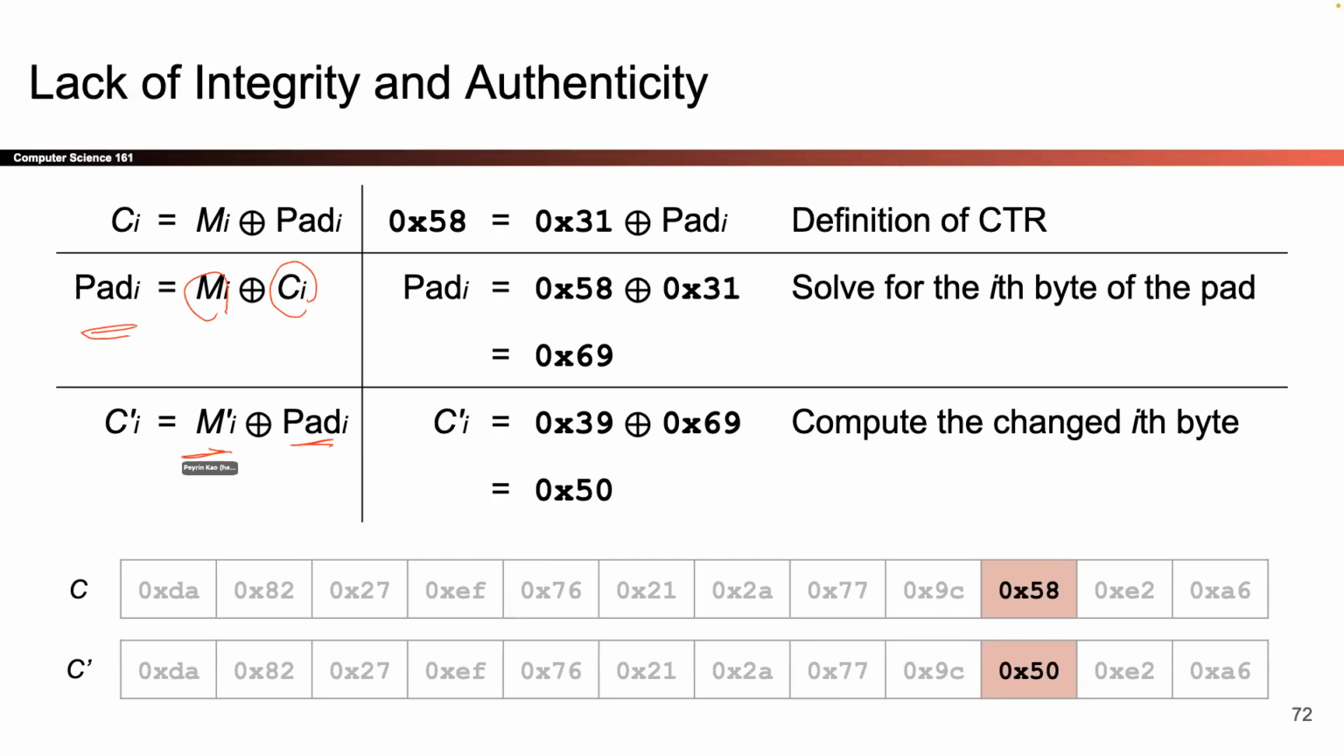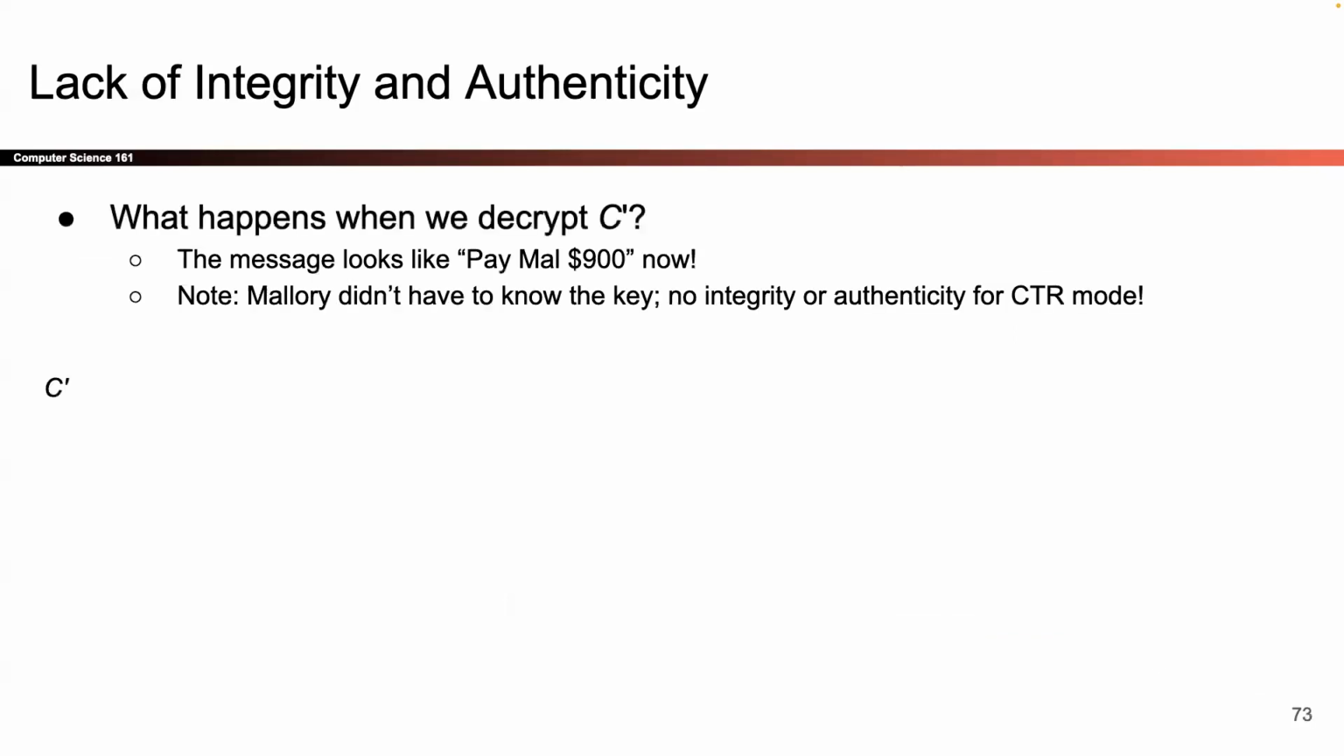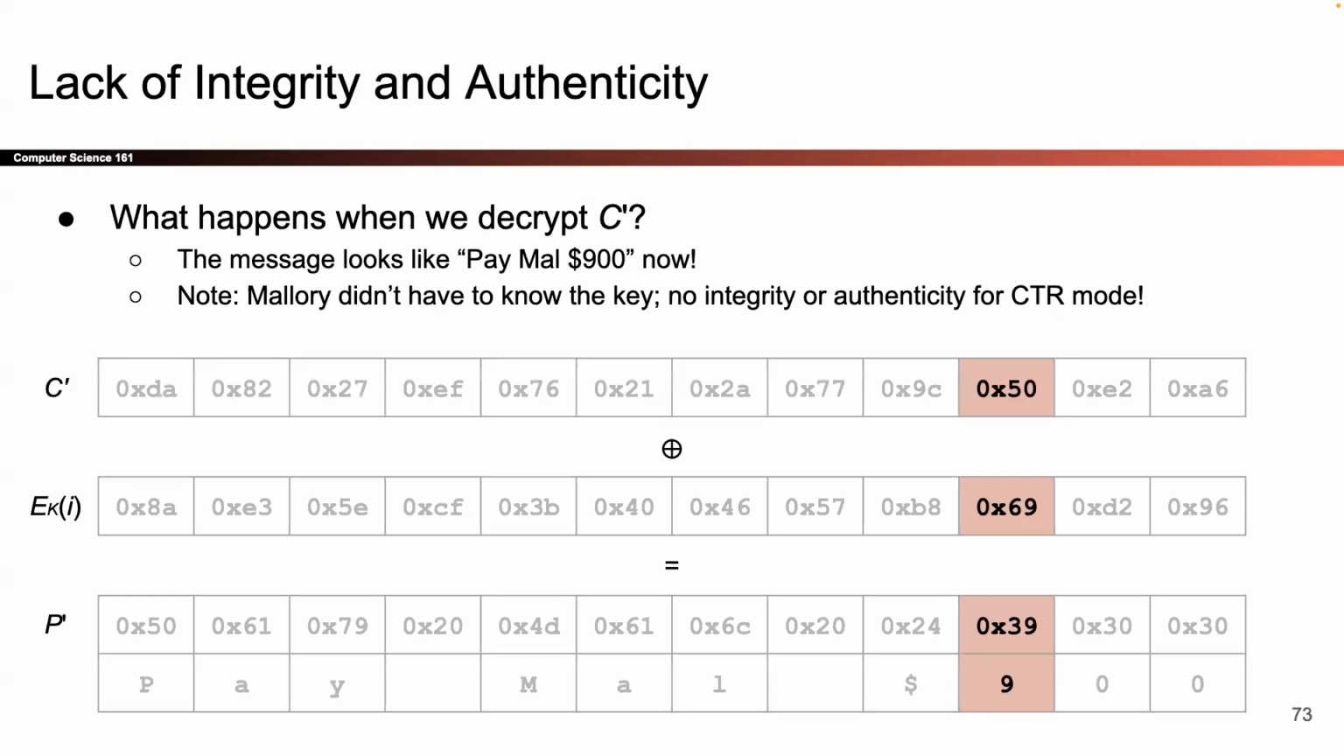So she can run her own XOR with the digit 9 and get some modified C prime. She can take that bit of C, do some fancy calculations, and swap it out for a different byte. Now she's got C prime. Now when Bob decrypts this, Bob sees $900. Okay, so that's the rough attack. What we see here is that Mallory was able to change the message and Bob was none the wiser. He had no idea that the message changed. And Mallory did not have to know the key in this case.